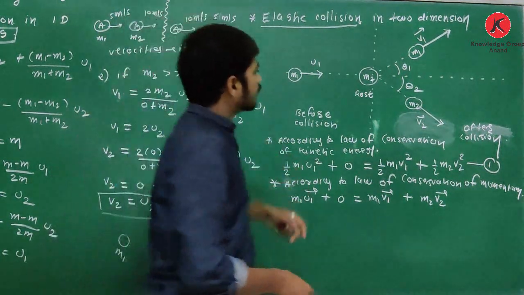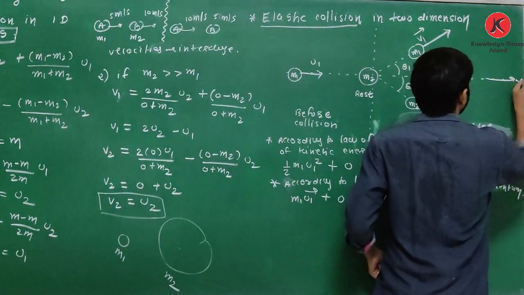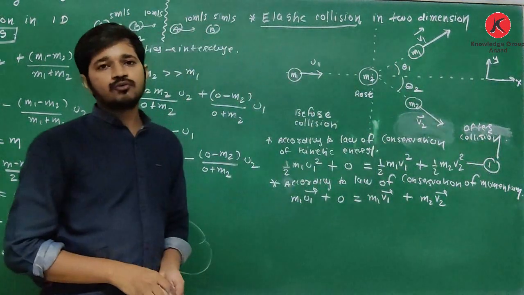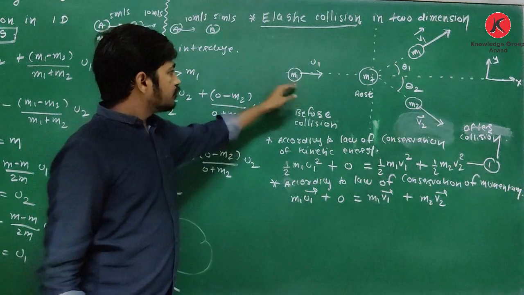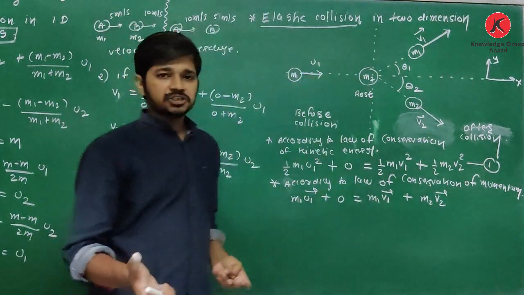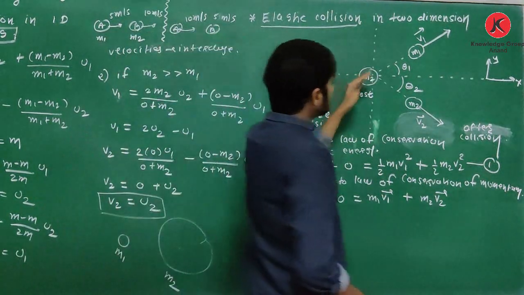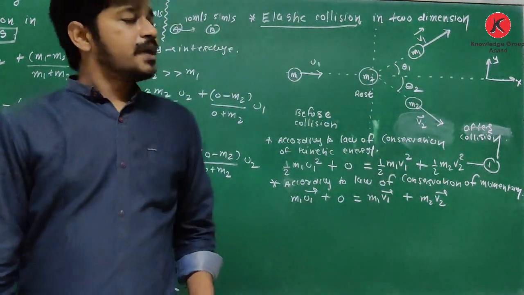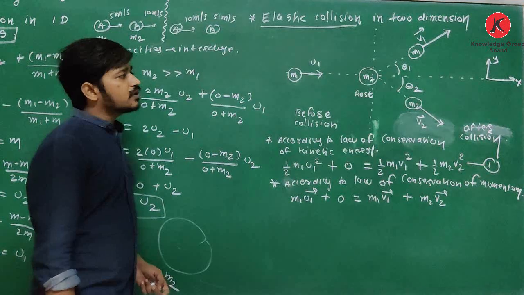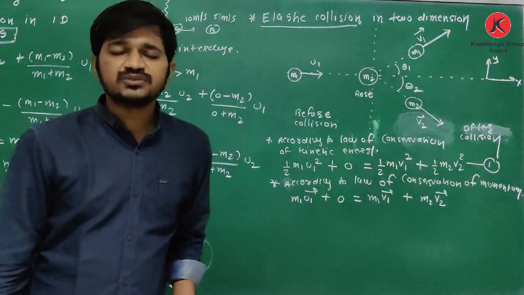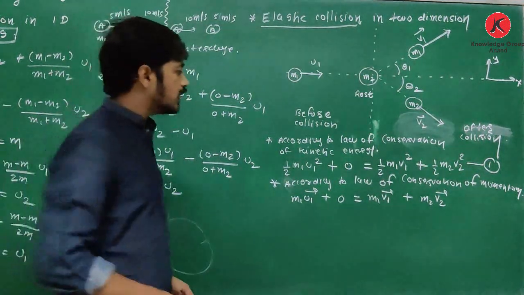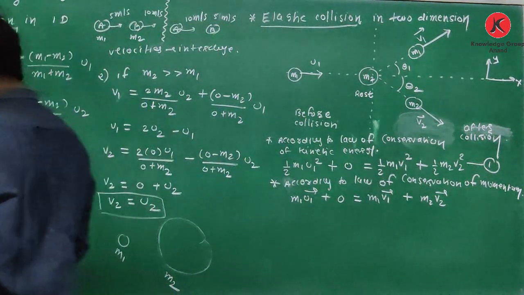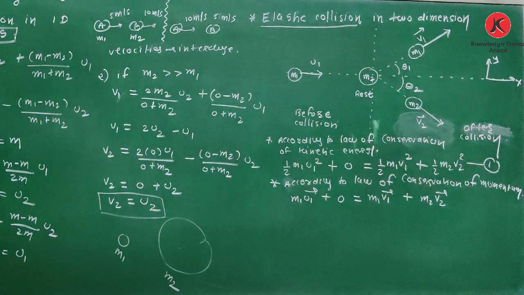X and Y components. I am assuming this is the X direction and this is the Y direction. Then this u1 is in the X direction. But are v1 and v2 in the X direction? No, they are in the plane. So we have to resolve v1 and v2. I can resolve them like this.